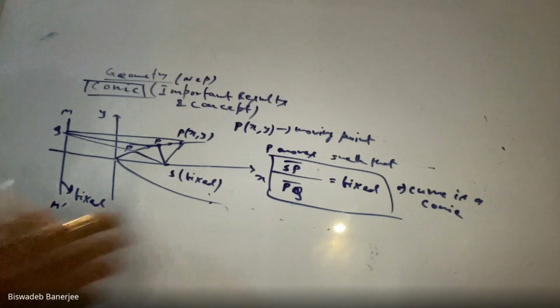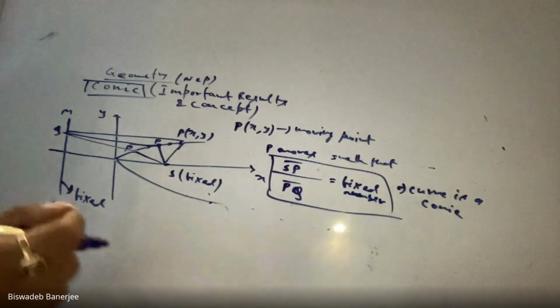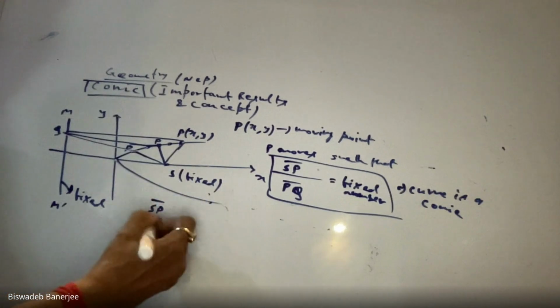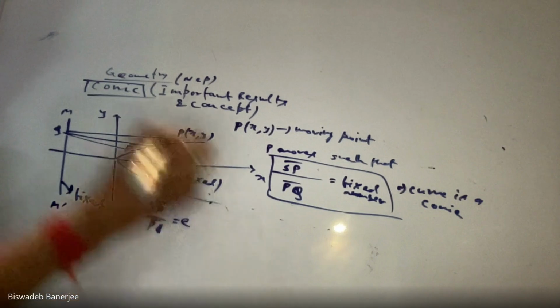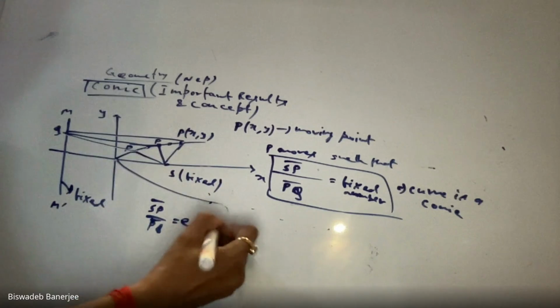Now, in general, this fixed number is denoted by E, and this E is called eccentricity.